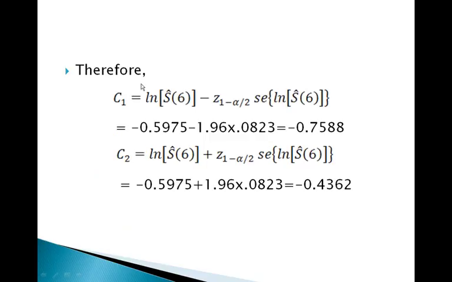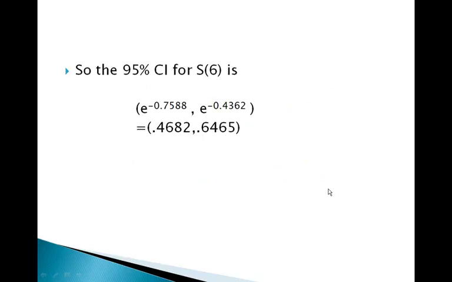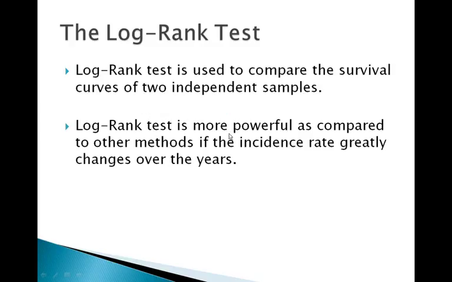So therefore, to construct the rest of the confidence interval, we would take the point estimate of interest plus and minus the z critical score times that 0.0823, getting us a lower bound of minus 0.75 and an upper bound of minus 0.43. So the 95% confidence interval for S sub 6 is the exponentiation of both those values, getting us between 0.4682 and 0.6465.